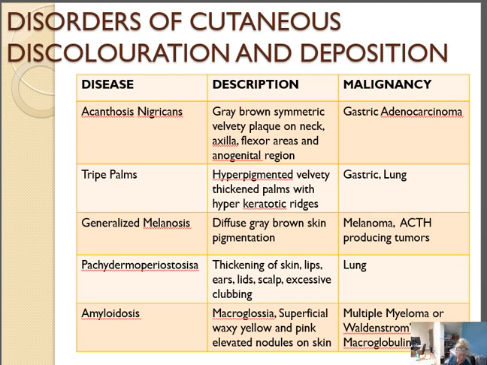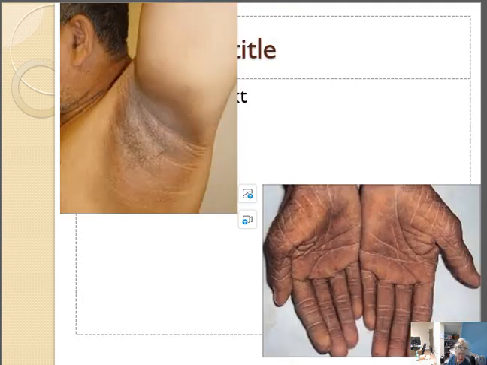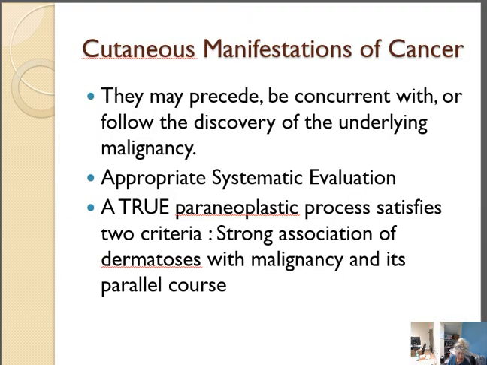Usually there'll be an M spike, monoclonal M spike. This is what acanthosis nigricans and the tripe palms look like. I think the tripe is where they're getting it from, beef tripe, which is intestine. It's kind of the thick rugae.